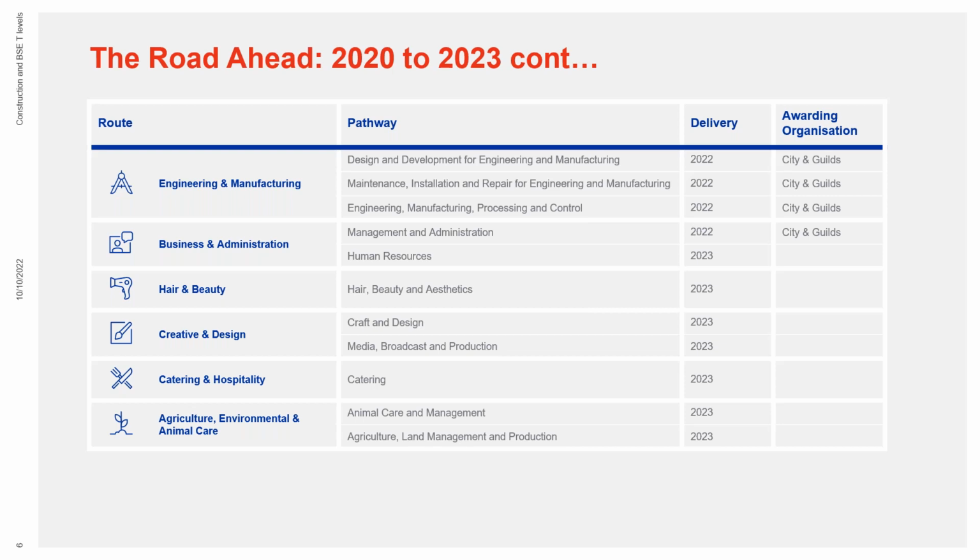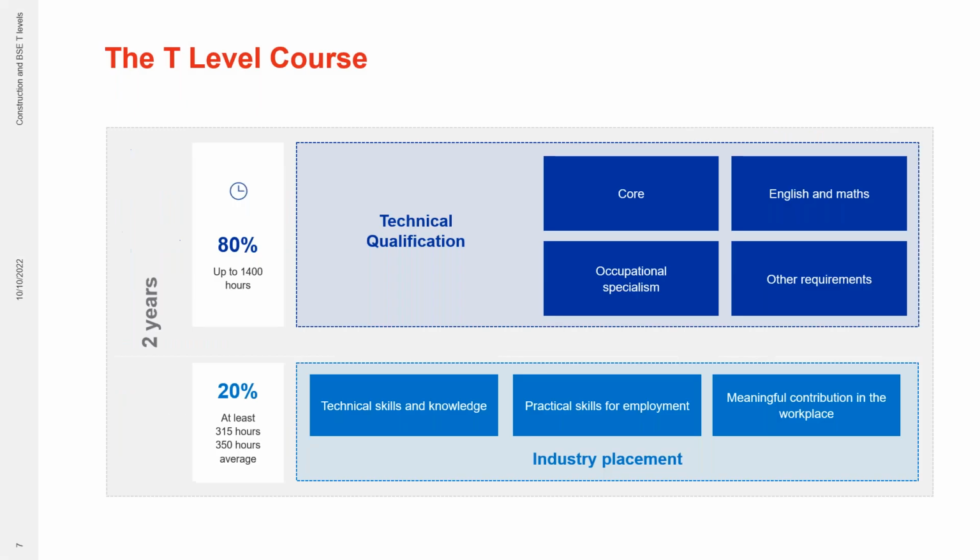So there is this rollout program, if you like, which will encapsulate and capture other sectors. So effectively at level 3 in these areas, in these sectors, it will just be the T-level opportunity for learners. So just to kind of reinforce, I guess, the main bulk and content of the T-level. So it is over 2 years.